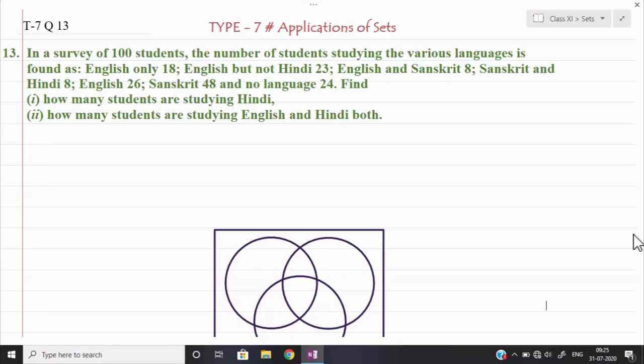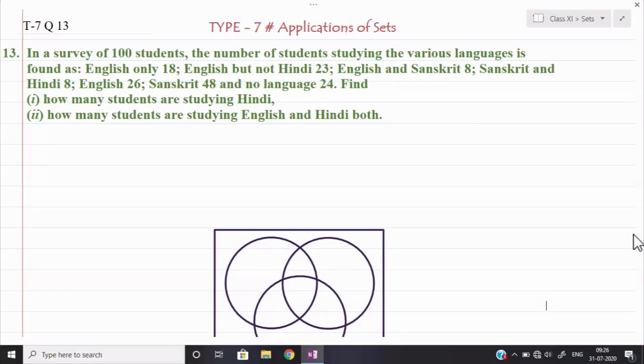English and Sanskrit means common students between English and Sanskrit is given here as 8. Similarly, common students between Sanskrit and Hindi is again given as 8. Those studying English, the total number of students studying English, is 26. In that, those studying only English also came, those studying English and Hindi also came, those studying English and Sanskrit also came, and the students studying all 3 subjects are also included in the set of English 26.